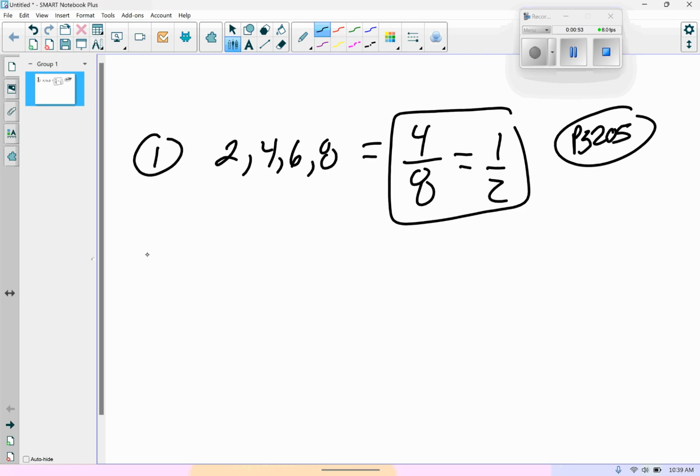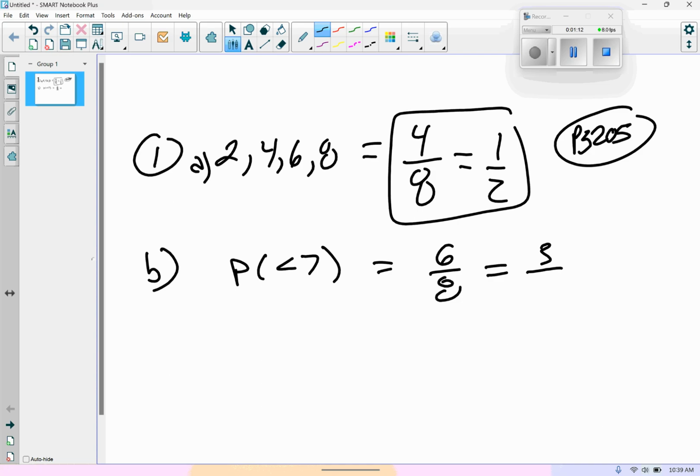And then letter B. So that was A. Letter B. What's the probability of rolling less than 7? Less than 7 is 1, 2, 3, 4, 5, 6. Correct? Yes. So that's 6 out of 8. Or you could say it's 3 out of 4. Again, either answer is fine. And now we change things.